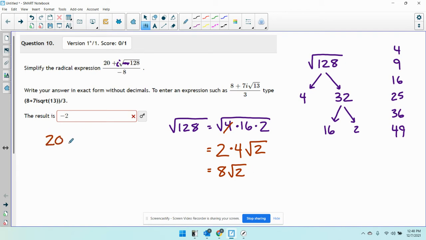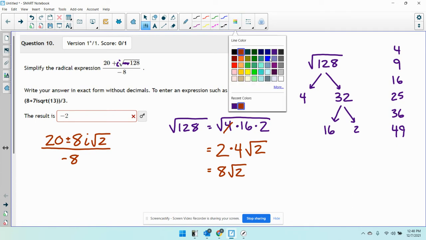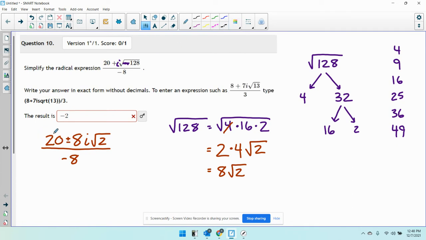20 plus or minus 8i root 2 over negative 8. So now I need to simplify the numbers in each of my terms. I have 20, 8, and negative 8. I'm looking for the largest number that goes into all three. I can take a 4 out, so if I divide them all by 4, I'll have the simplified version.